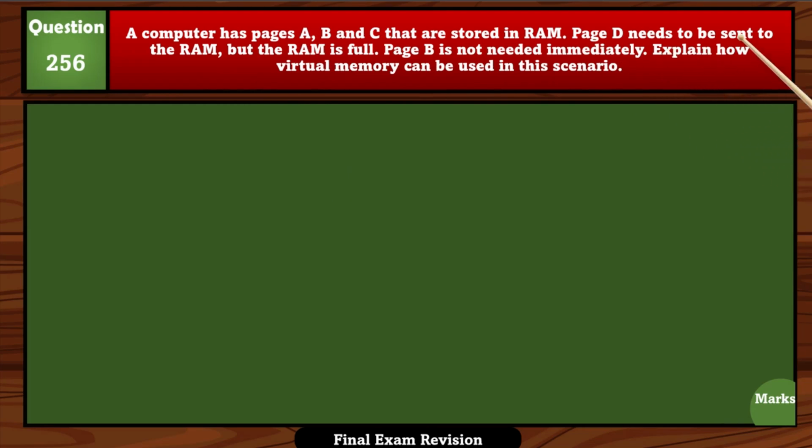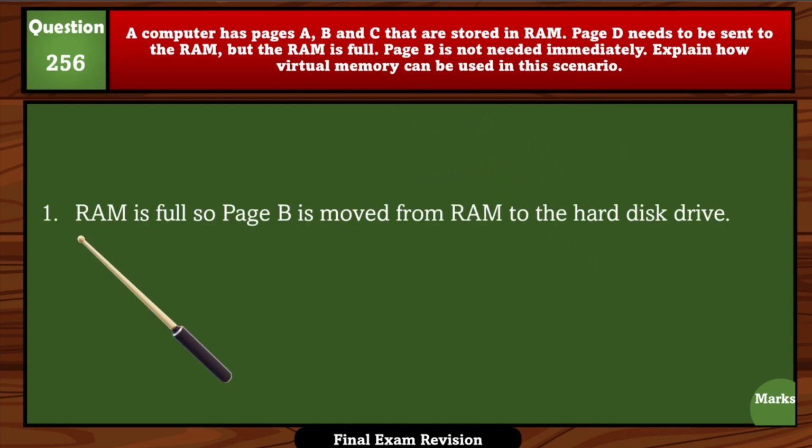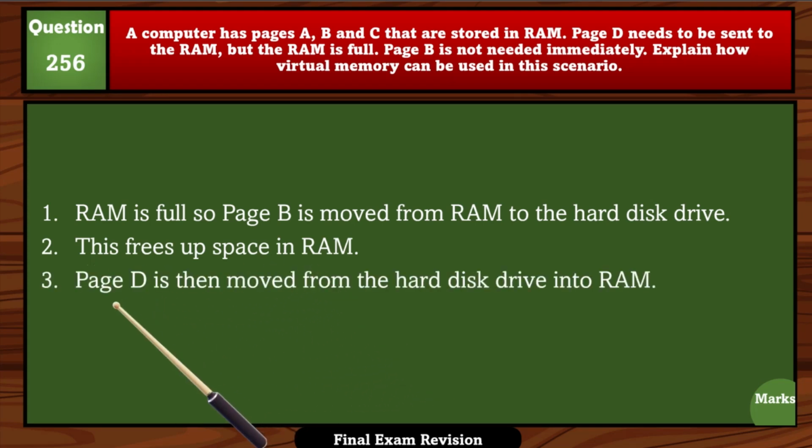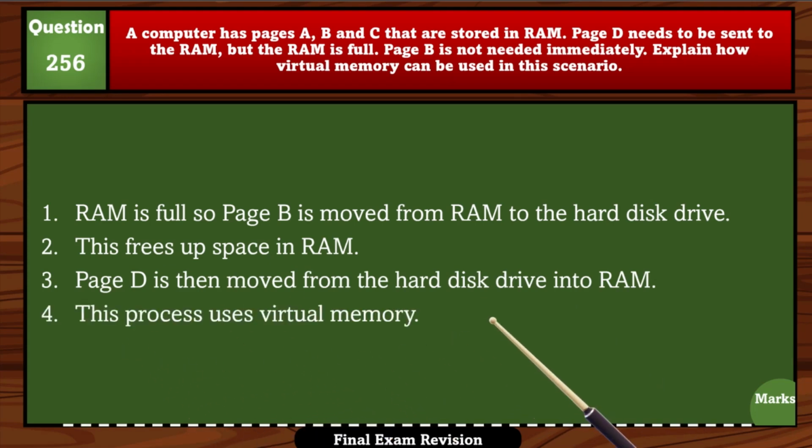Page B needs to be sent to the RAM, but the RAM is full. Page B is not needed immediately. Explain how virtual memory can be used in this scenario. So RAM is full, so the page B is moved from RAM to the hard disk drive, okay, in the virtual memory. Then number 2, this frees up space in the RAM, and page D is then moved from the hard disk drive into the RAM. And this process uses virtual memory.